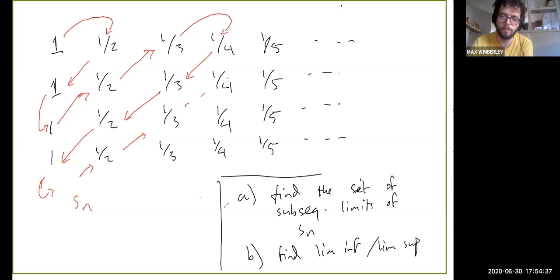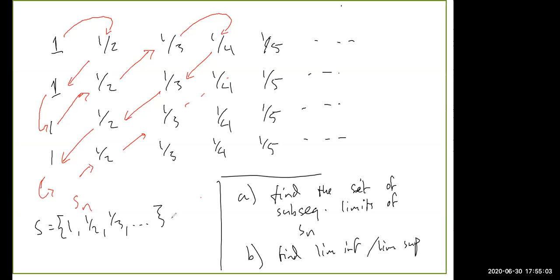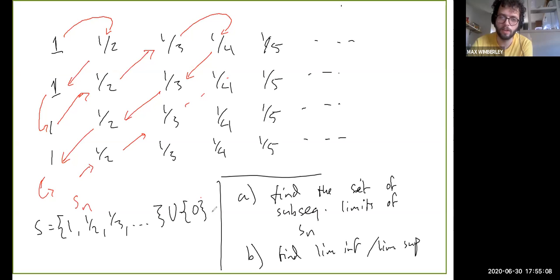So the set of subsequential limits clearly has 1, 1/2, 1/3, and so on, right? But that's not all. What else is missing? 0. Yeah, exactly, just the number 0. And that's all, actually. That's everything, because there are no other.